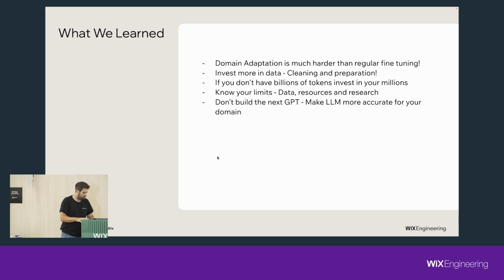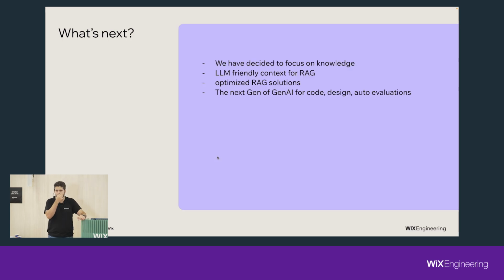Looking forward, our team decided to focus more on knowledge. Knowledge is a huge area that is now being explored, and recently many papers have been published around it. It's about how to create LLM-friendly context for RAG, and how to fine-tune RAG for creating much more accurate answers. This is specifically my team, but other research teams in the group are also investigating code generation, automatic design, and automatic evaluation, and the list goes on.